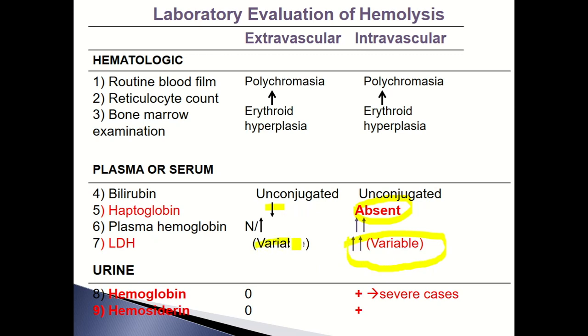So two important points: haptoglobin and LDH. Haptoglobin is markedly decreased in intravascular, and LDH is markedly increased in intravascular. So these two differentiating points are very important biochemical markers to differentiate extravascular hemolysis from intravascular hemolysis. And one more thing, urine hemoglobin level and urine hemosiderin level. As we have discussed earlier, hemoglobinuria and hemosiderinuria are constant findings of intravascular hemolysis. So these four markers are suggestive of intravascular hemolysis. So you can differentiate extravascular from intravascular, and by this differentiation, we treat the underlying cause.